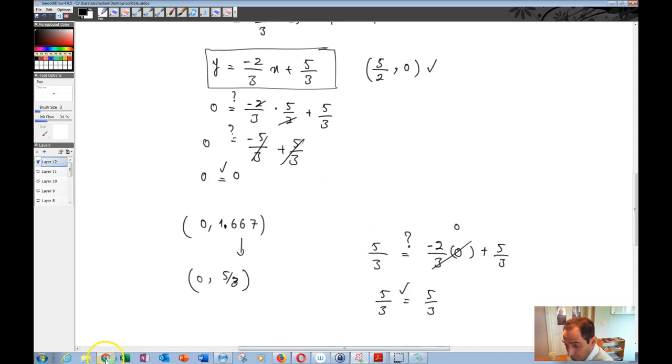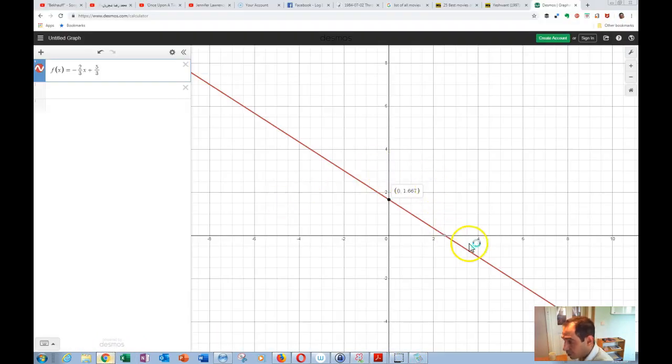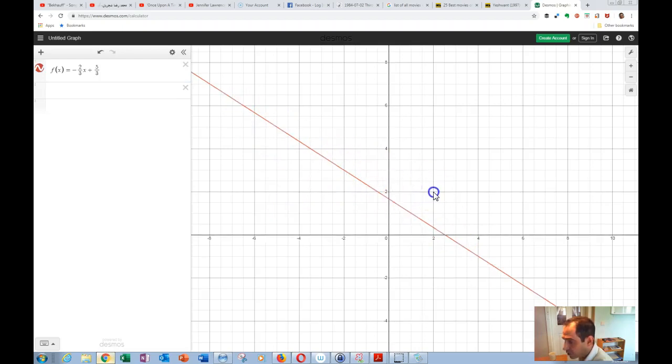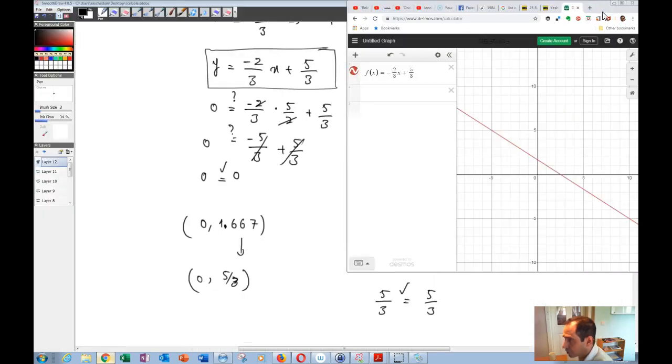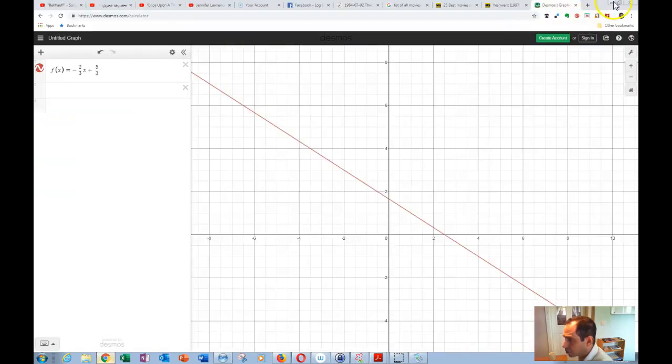But there are some points over here that do not lie on this line. For example, this point over here, 2 comma 2, right? This point 2 comma 2, you see that it's not on the line. It doesn't lie on the line.